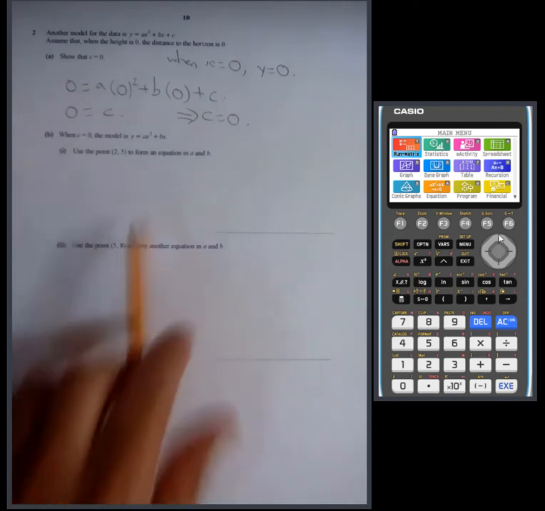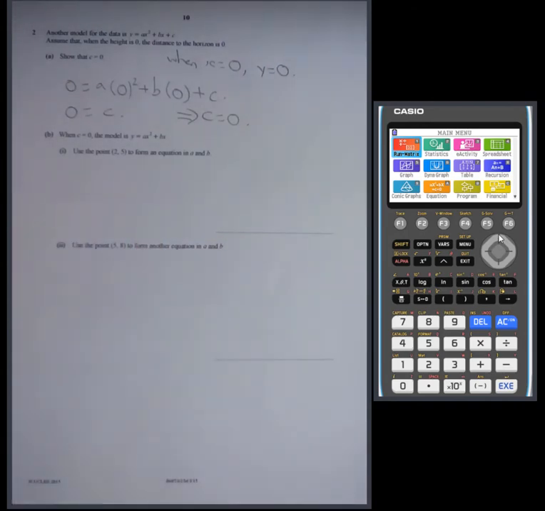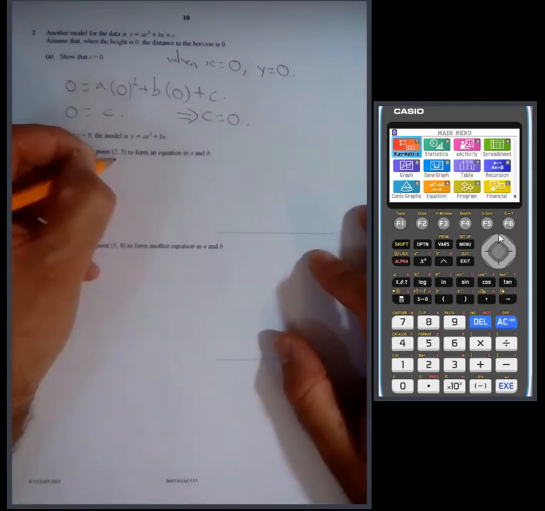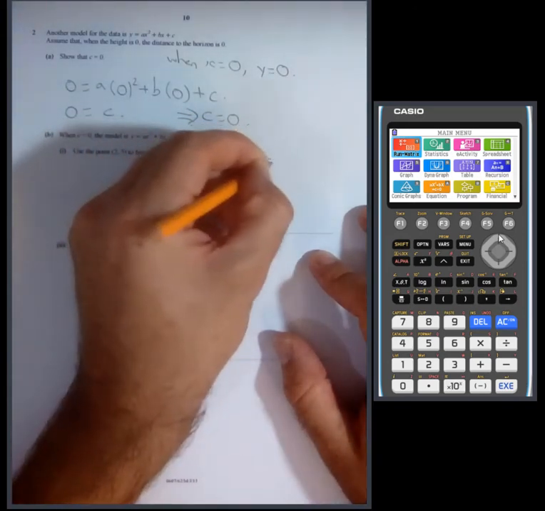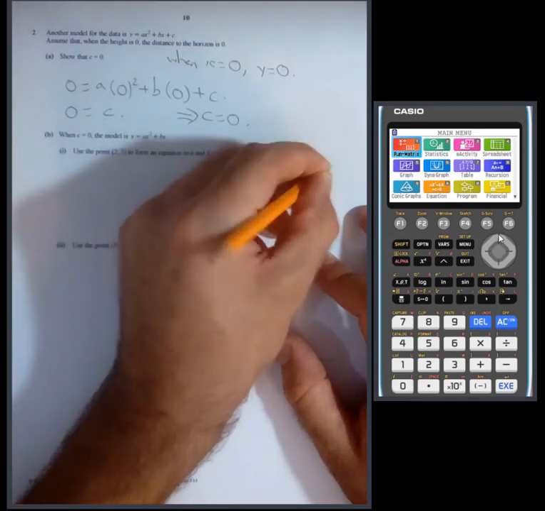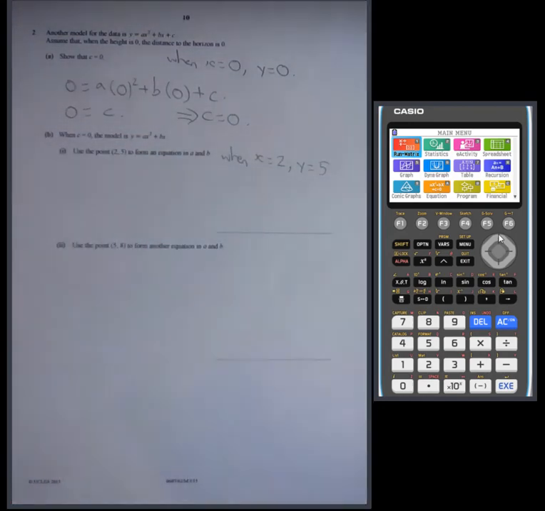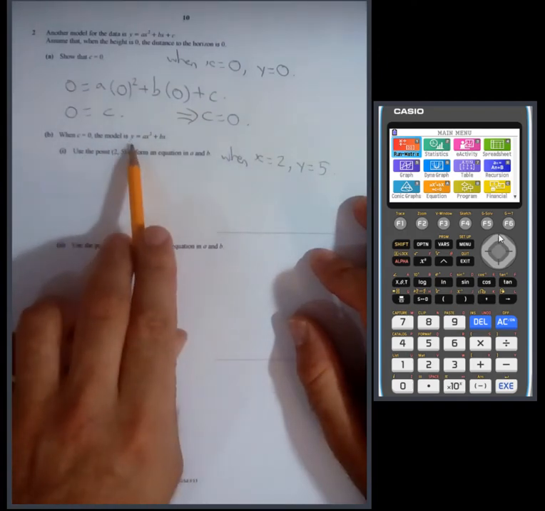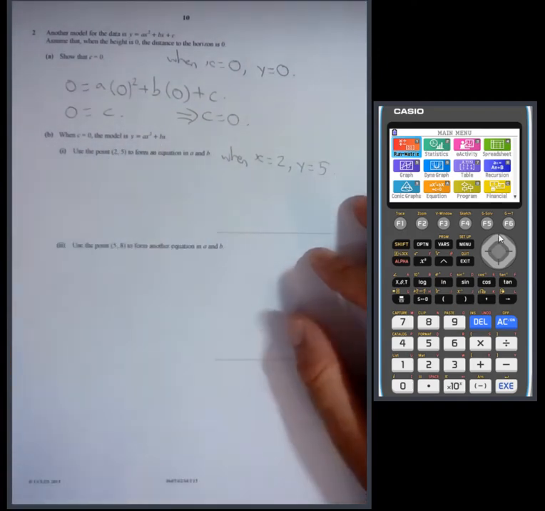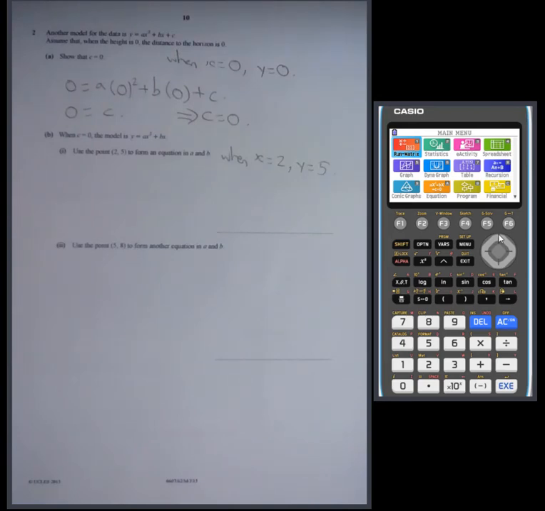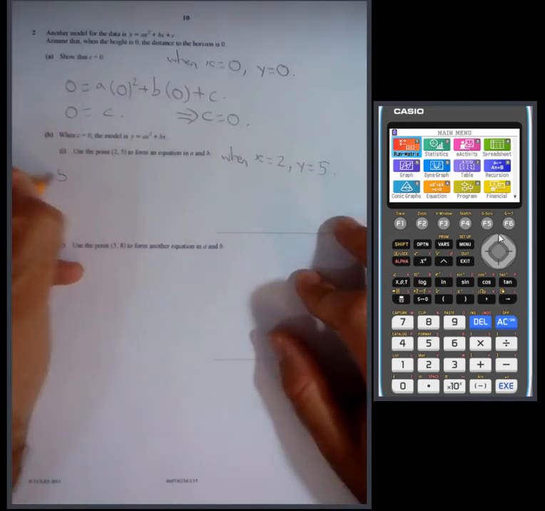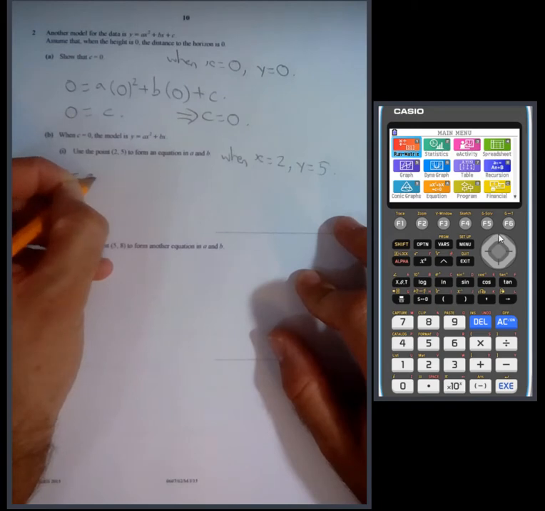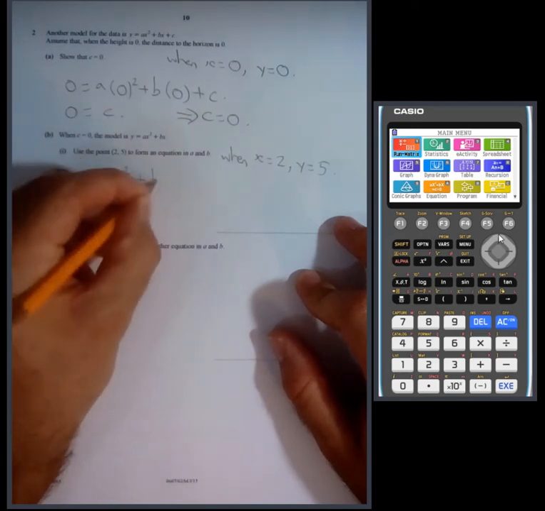Use the point 2, 5 to form an equation in a and b. So remember, the 2 is the x and the 5 is the y. So this is telling us that when x equals 2, y equals 5. Okay, so now all we can do is substitute the 5 where we see a y and the 2 where we see an x, but you might consider using a bracket. It's not such a big deal if it's a positive number, but if it was negative, it really would make a difference. But I'm going to write 5 equals a times 2 squared plus b times 2.